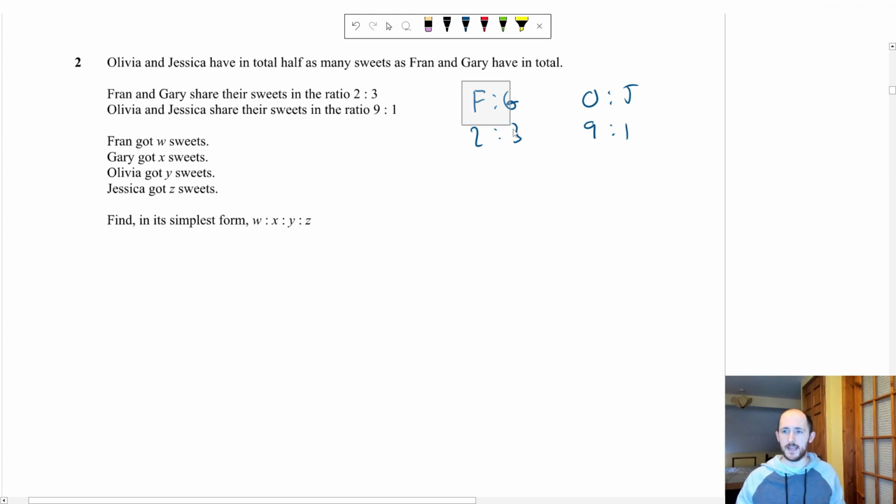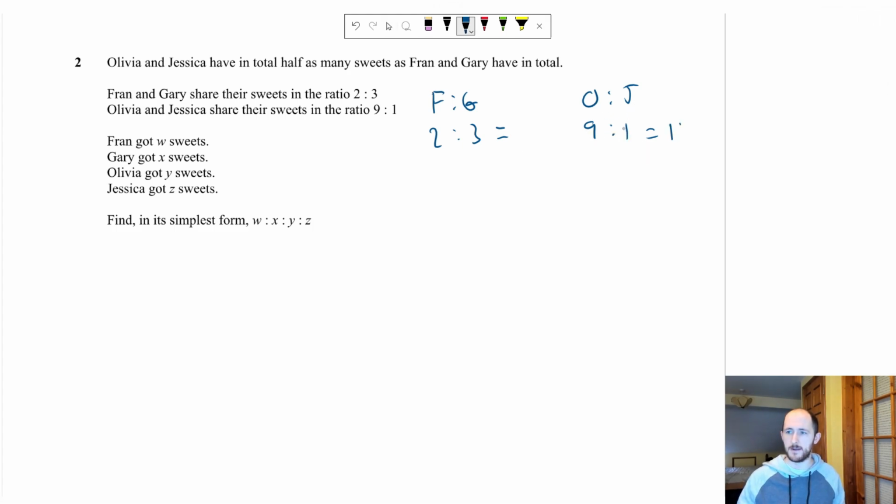However, as you can see here, there are no letters in common, so what do? You make the number of parts the same. So if I add up the number of parts in both of these, Olivia to Jessica, 9:1, in total that is 10 parts, right, because 9 plus 1. And here for Fran and Gary, we have 5 parts.